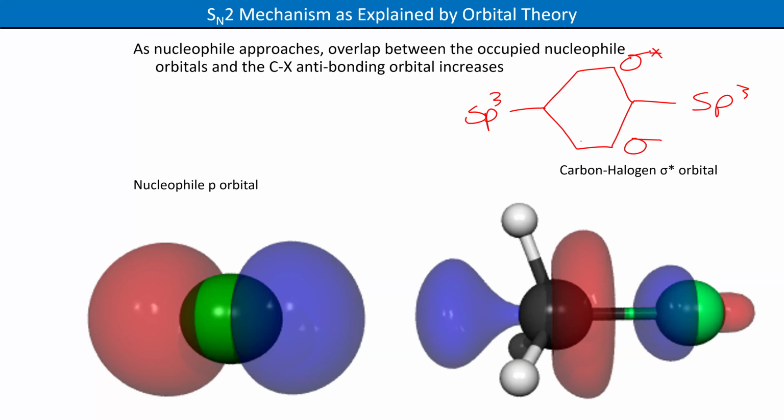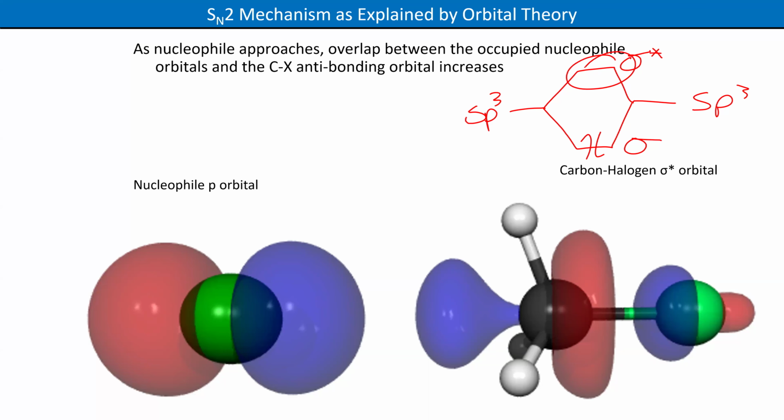So as long as we had electrons down here in the bonding orbital, it was stable and it stayed that way. But if we start putting electrons up into this orbital, that's going to make it less stable. That's going to make the whole situation less stable. And that's effectively what your nucleophile does.